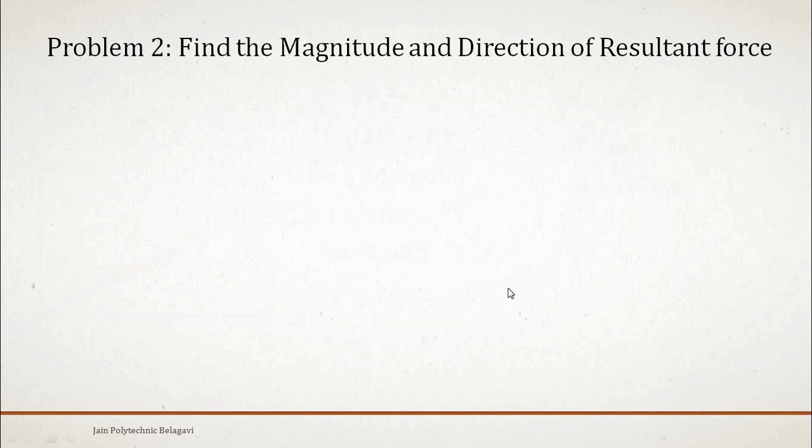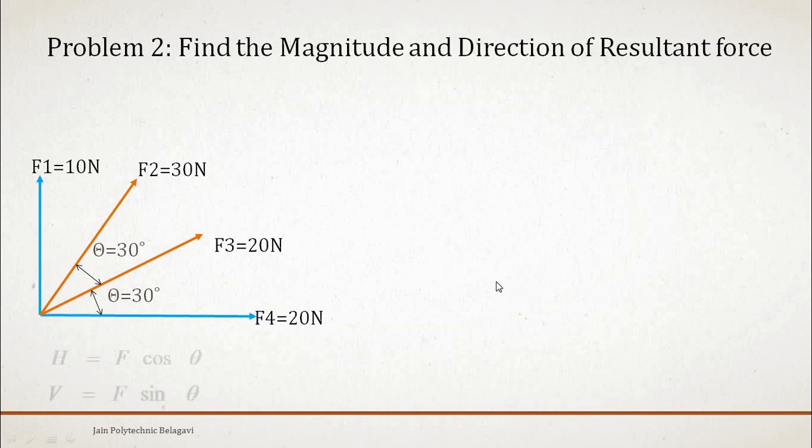Now we will come to the next problem. Here there are some changes. You can find that there are not only two forces acting, there are totally four forces acting: F1, F2, F3 and F4. We have to find one resultant force to replace all these forces.